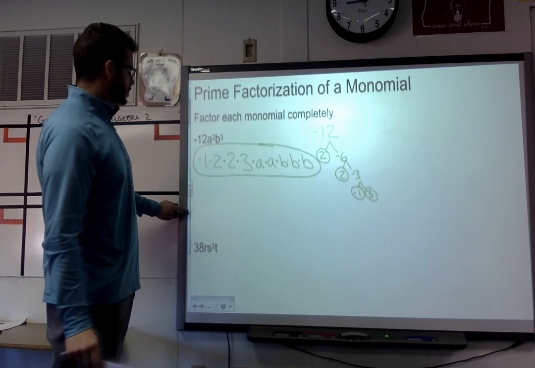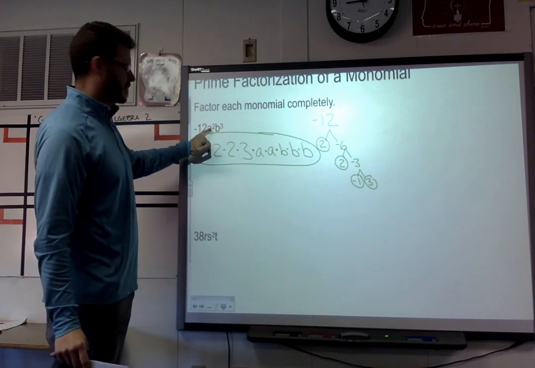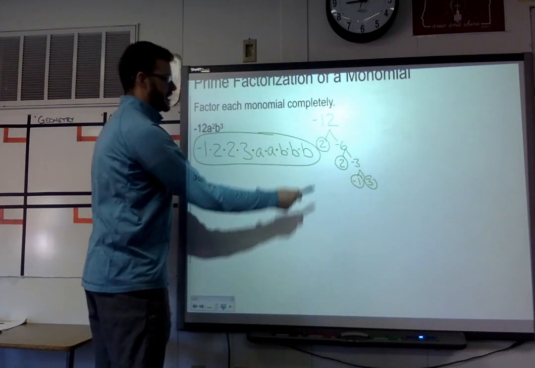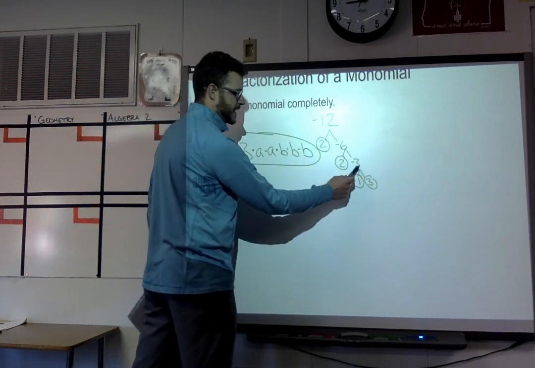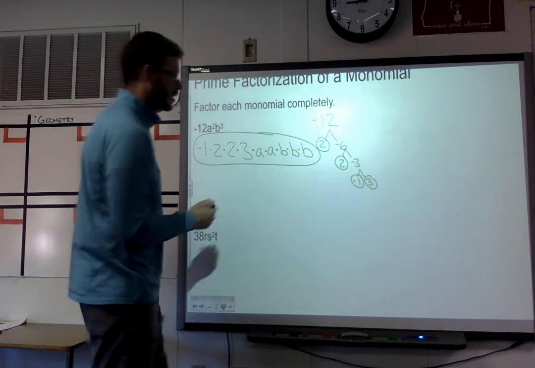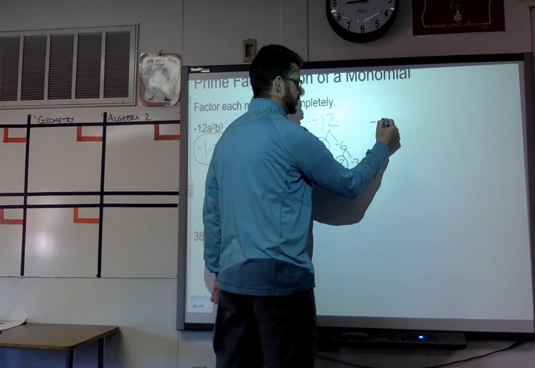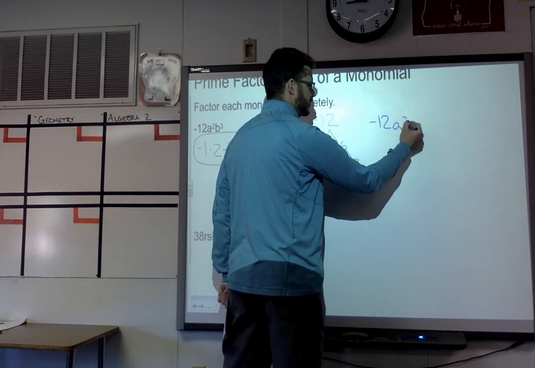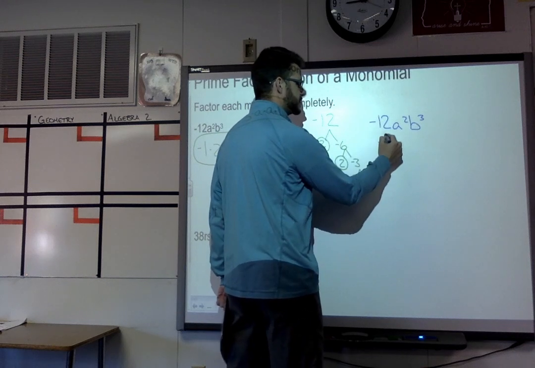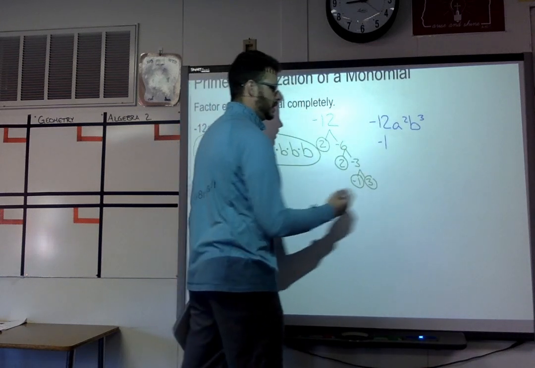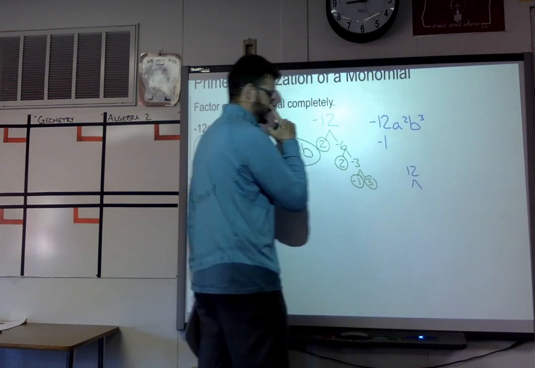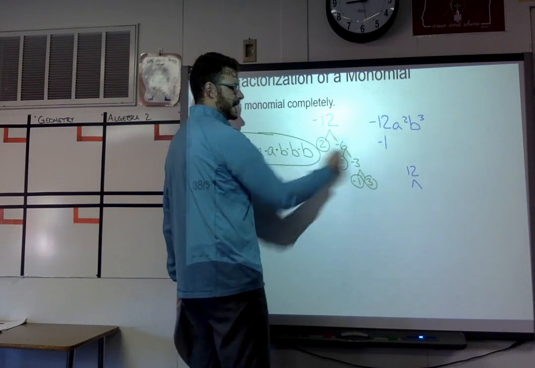Now, when we have one that starts with a negative number, the other way that you could go about doing it, instead of having to get down to the end and taking that negative 3 and breaking it down to negative 1 times 3, is this: if we had the same thing, negative 12 a squared b cubed, you could just start by putting a negative 1 and then do your factor tree of just 12 instead of negative 12.